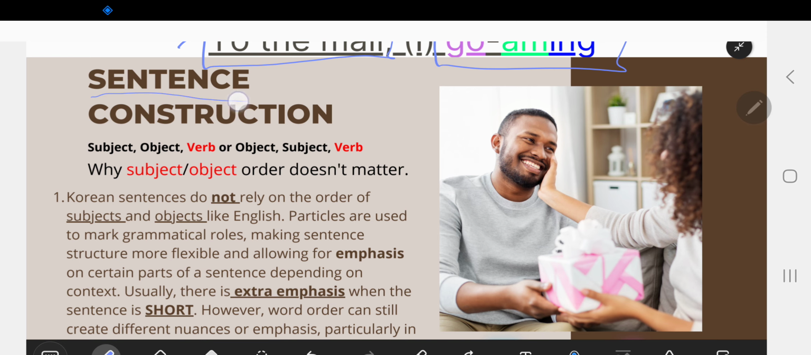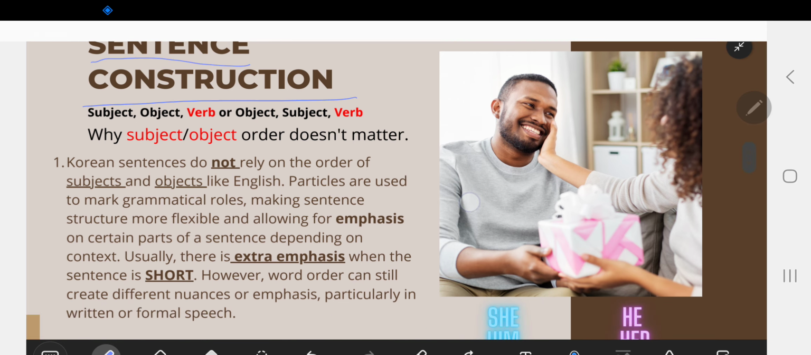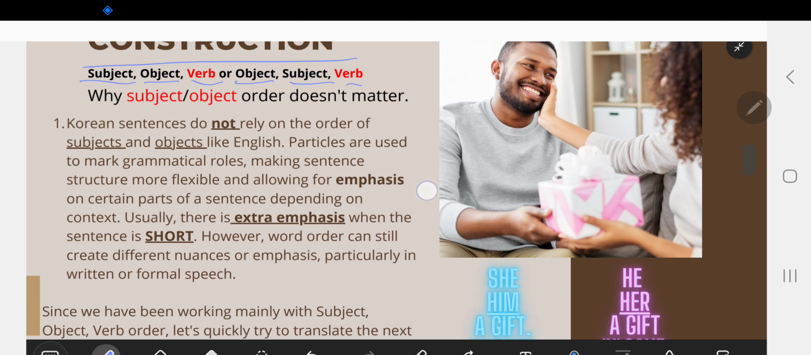So, sentence construction. English usually has subject, verb, object, but for us in Korean, we can actually do subject, object, verb, or object, subject, verb, right? Remember when I said order doesn't matter? And this is why it'll get a little bit more important. Or this is why you'll kind of feel liberated.